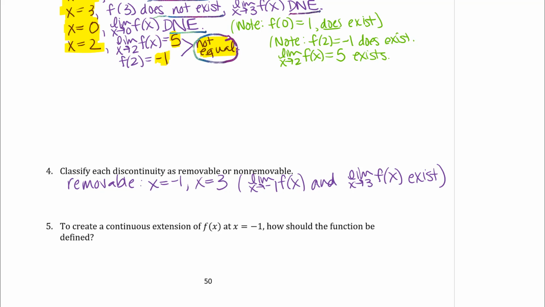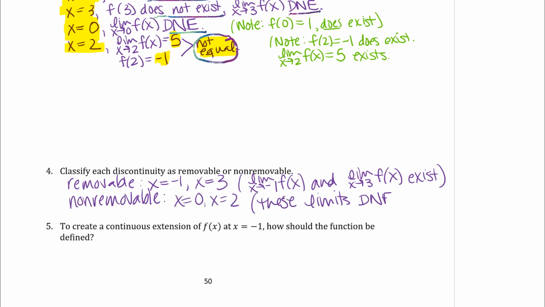The other two then are non-removable. All right, and then the last part here asks us to create that continuous extension. So we're going to fill in the hole. And we actually could do that at x equals -1 and at x equals 3, but it really just asks us to do that at x equals -1.